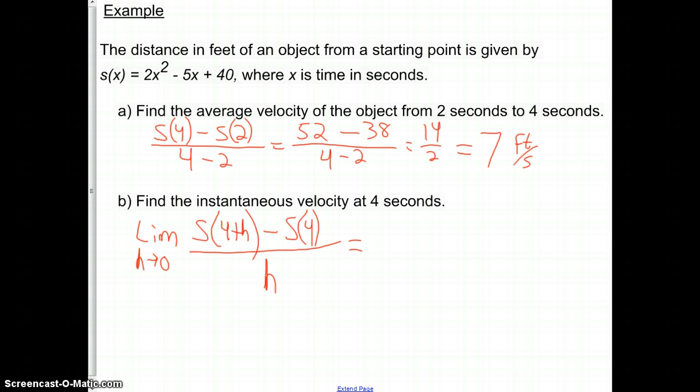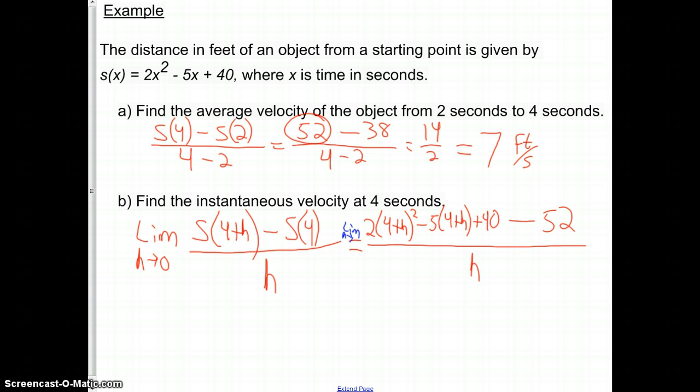All right, so when we plug in 4 plus h into this equation, we are going to get 2 times 4 plus h squared, minus 5 times 4 plus h, plus 40. And then we are subtracting s of 4. Now, we figured out what s of 4 was in part A. That was 52, so we don't need to redo the calculation. We already know it. That is all being divided by h. And I always forget to write it, but we still got that limit sitting out in front as h approaches 0.